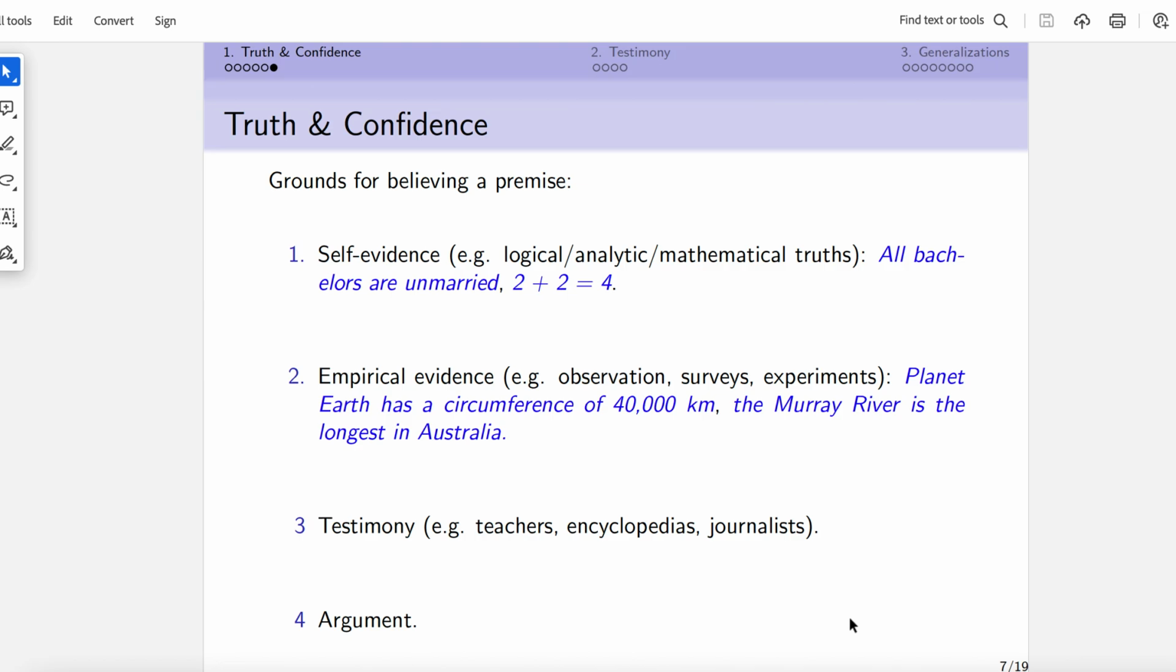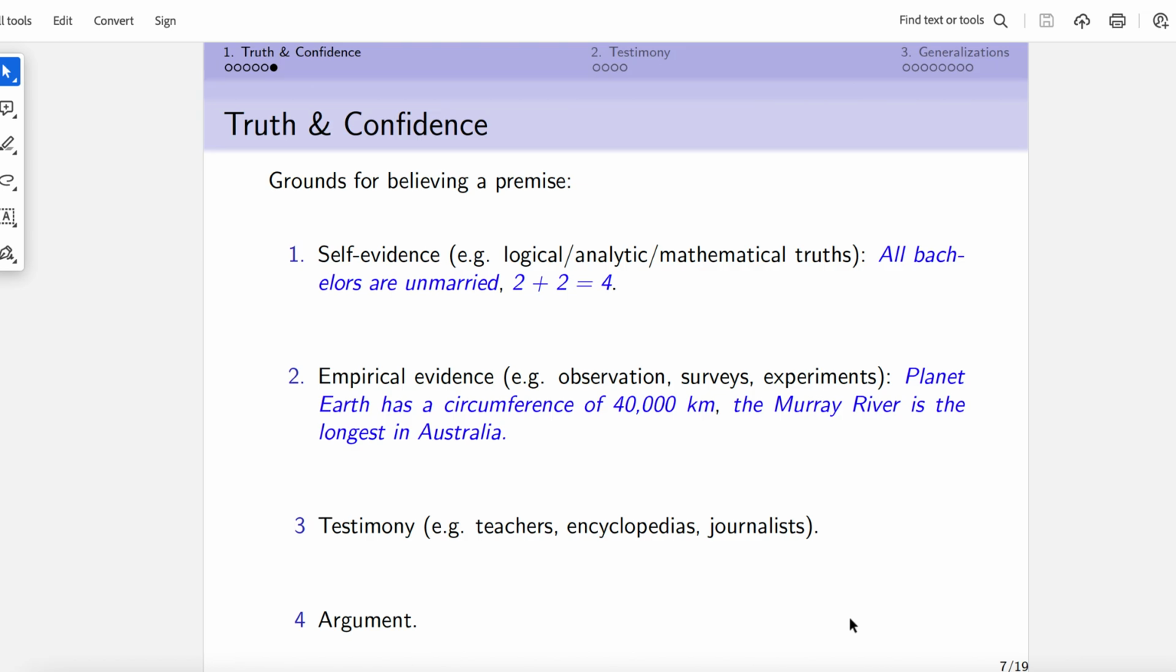For instance, a teacher might be an expert. An encyclopedia is a sort of form of written expertise. Hopefully it's written by experts, if it's a good one. Or maybe a journalist in certain circumstances. They might be worth listening to. So, sources of testimonial evidence.